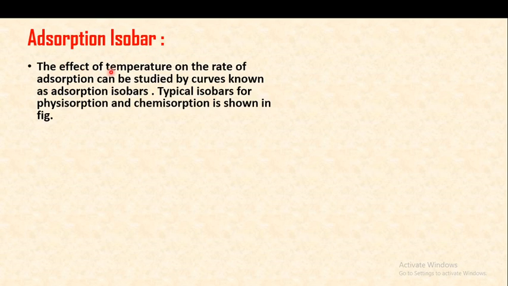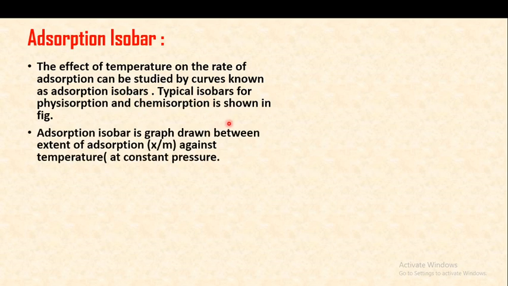So the effect of temperature on the rate of adsorption can be studied by the curves which are called adsorption isobars. Means the effect of temperature on the rate of adsorption can be studied by the curves known as adsorption isobars, and the typical adsorption isobars for physisorption and chemisorption are as shown in the figure.